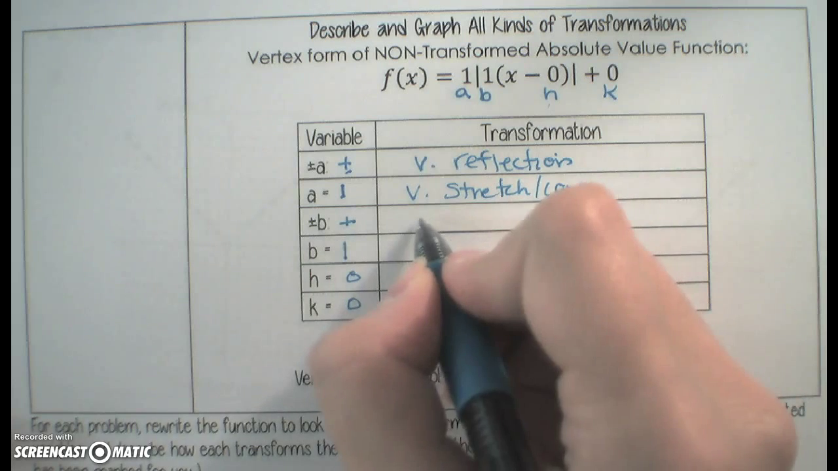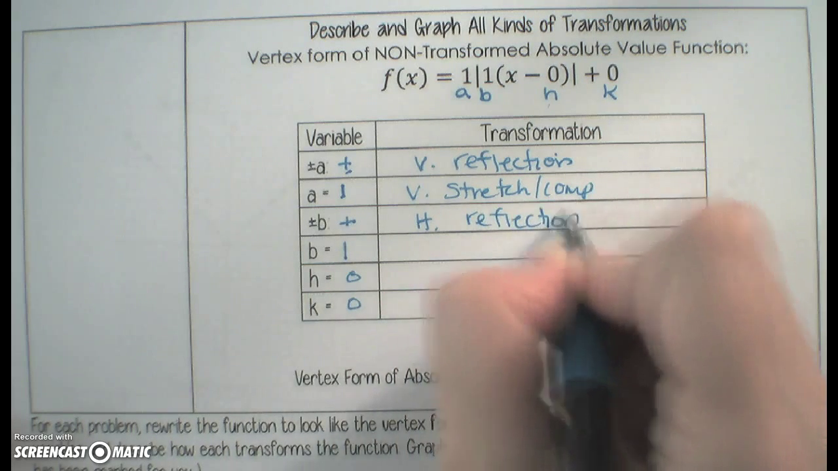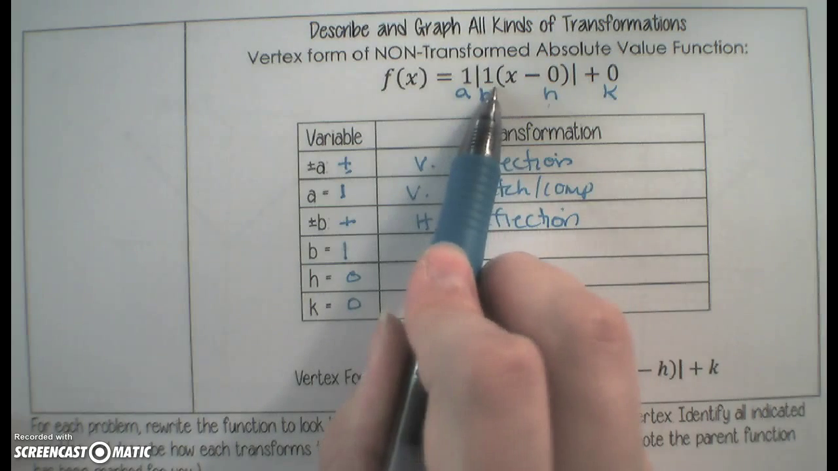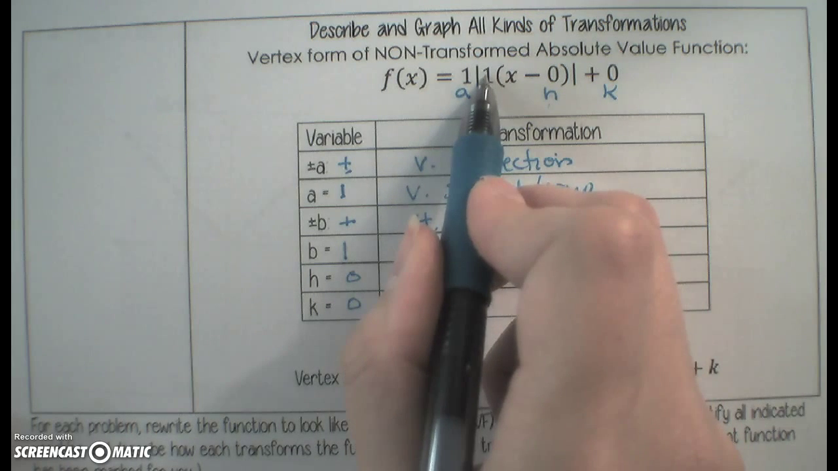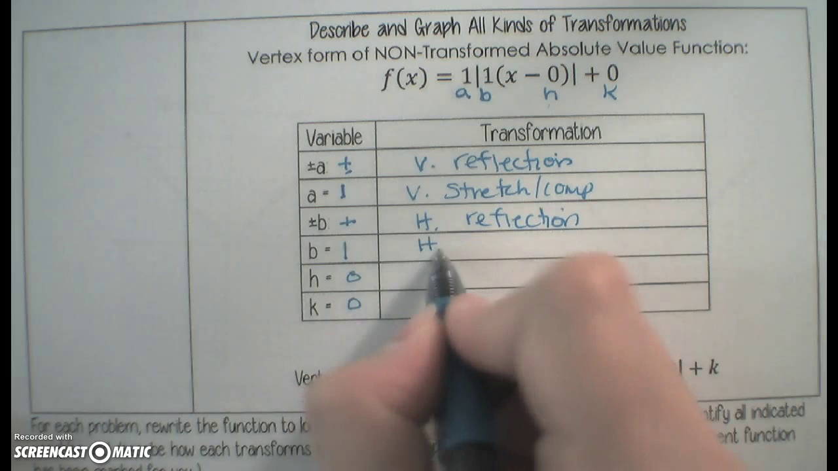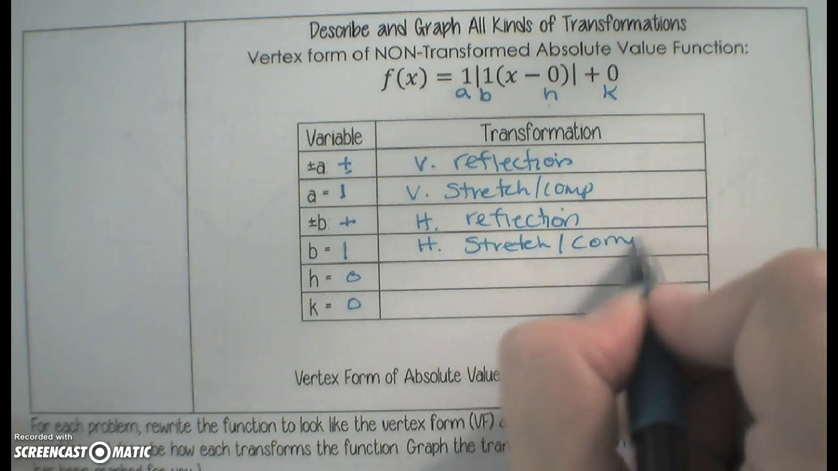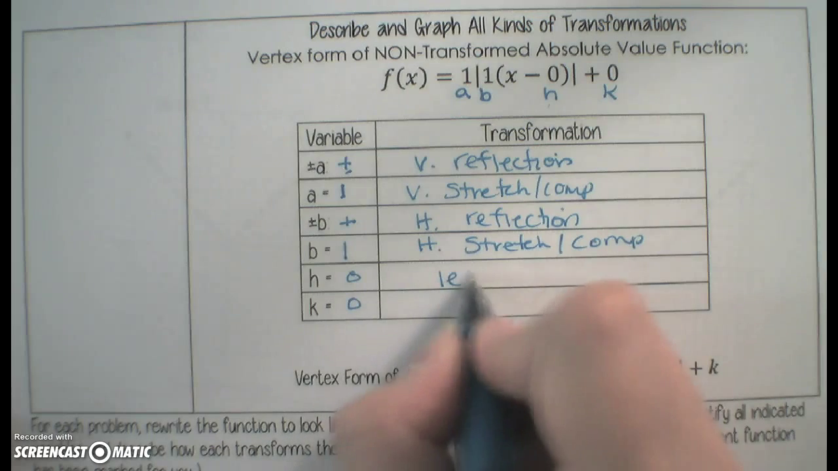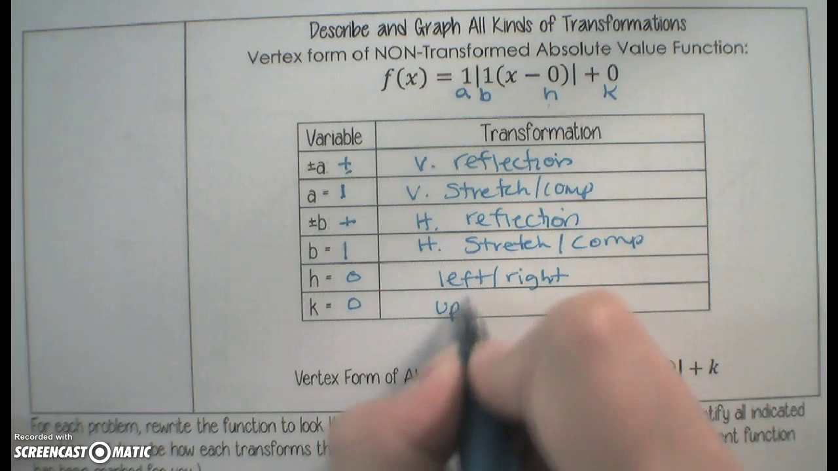B is negative, that is a horizontal reflection. Again, anytime it's making something negative, it would become a reflection. But B, it's on the inside, so that's when it would become a horizontal reflection. B is on the inside here, so that would be a horizontal stretch or compression. We don't have any for this one, though, since it's 1. And then we have H. That's going to move it left or right when it's on the inside. And K, up or down.